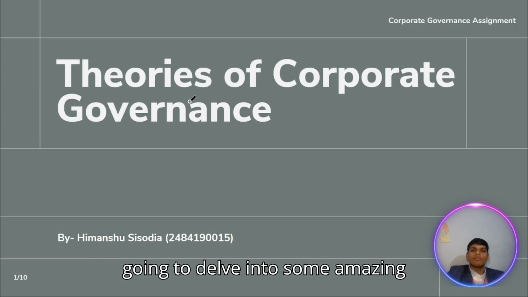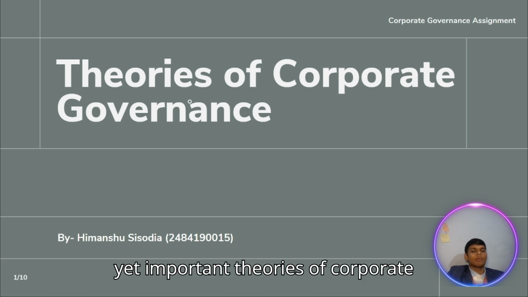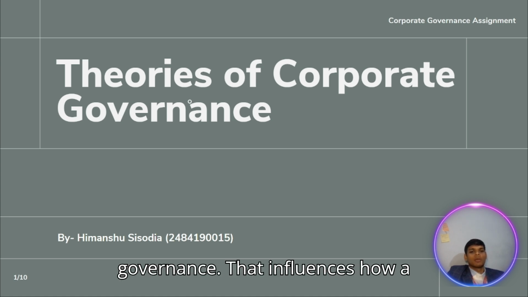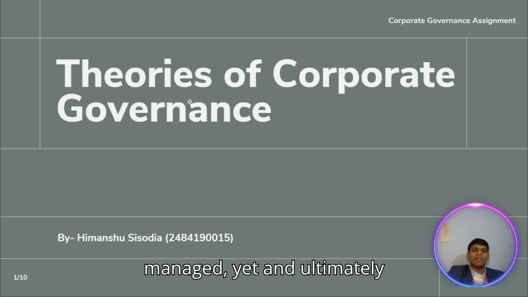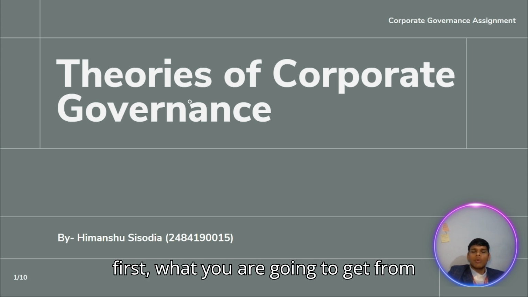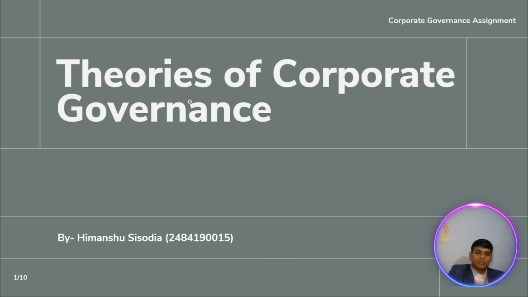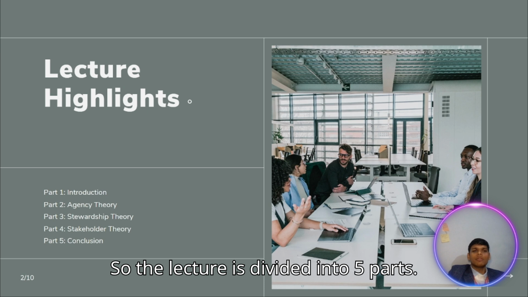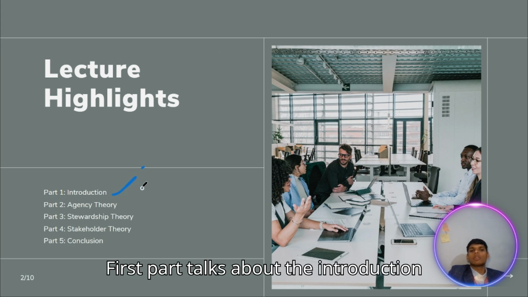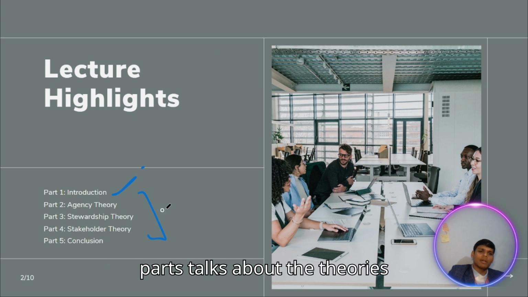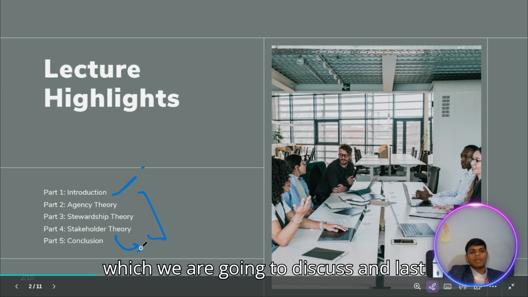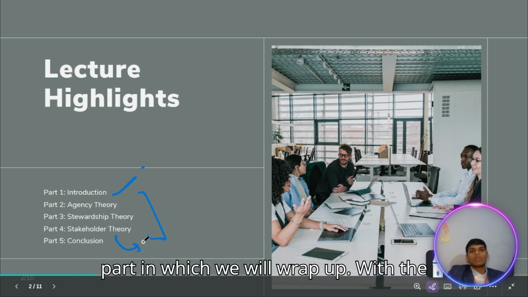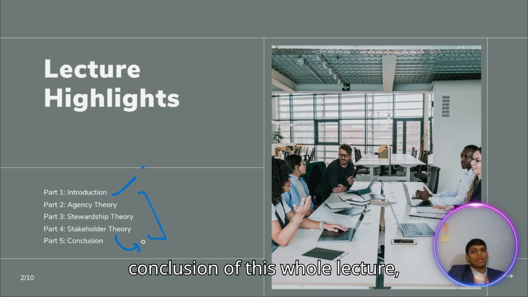Today we are going to delve into some amazing yet important theories of corporate governance that influence how a company gets structured, managed, and ultimately thrives. So, what are you going to get from this lecture? The lecture is divided into five parts. The first part talks about the introduction of corporate governance. The other three parts talk about the theories which we are going to discuss. And in the last part, we'll wrap up with the conclusion of this whole lecture.